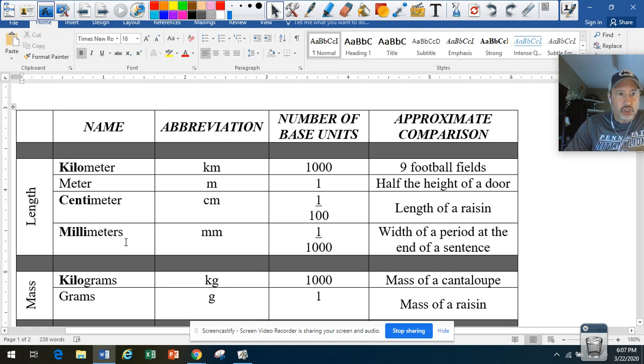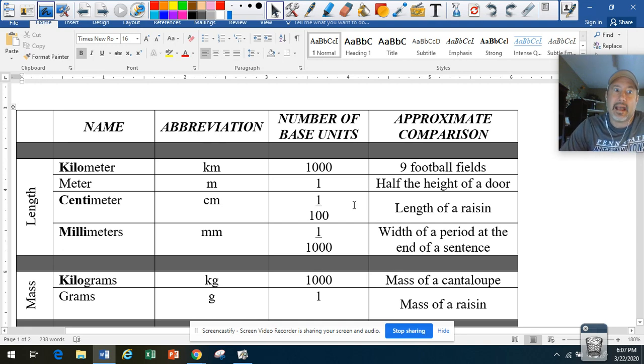Then we get into even smaller, our millimeters. The abbreviation is mm. From the base unit, we're dealing with 1/1000. Think of the width of a period at the end of a sentence. So it's very, very small.